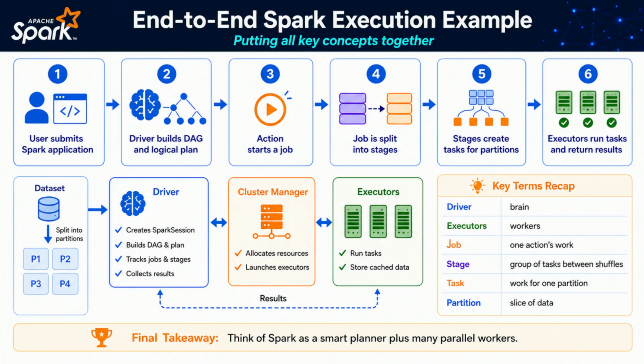The cluster manager, such as Yarn, Mesos, or Kubernetes, is responsible for allocating resources and managing the executors. Once the resources are available, the executors, worker processes running on the cluster, execute the tasks assigned to them. As each task completes, the results are sent back to the driver, which aggregates these results and returns them to the user. If you remember only one idea, remember this. Spark works by planning intelligently and executing many small tasks in parallel across distributed data. This approach allows Spark to efficiently handle large-scale data processing, making it a powerful tool for big data applications.